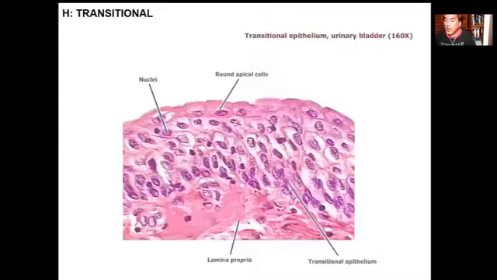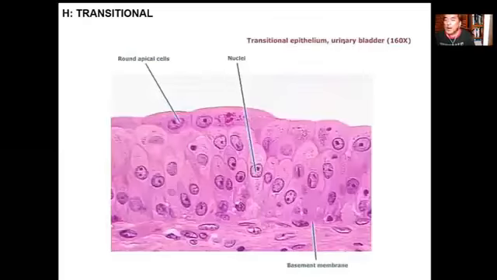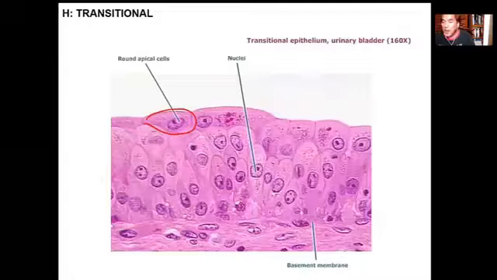Stratified epithelium, transitional: ureter, bladder. The epithelium is from here to here, but if you notice, the top cells are very big. We call them apical cells. They look like mushrooms on top. So this is the bladder. Again, the bladder, the round apical cells on top, so it is transitional epithelium.